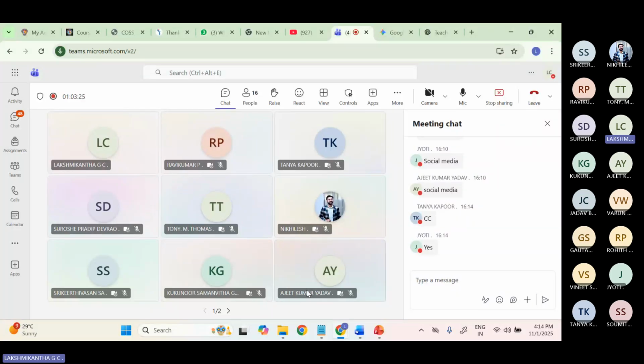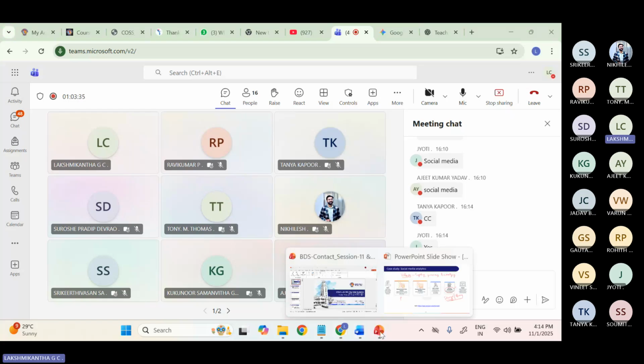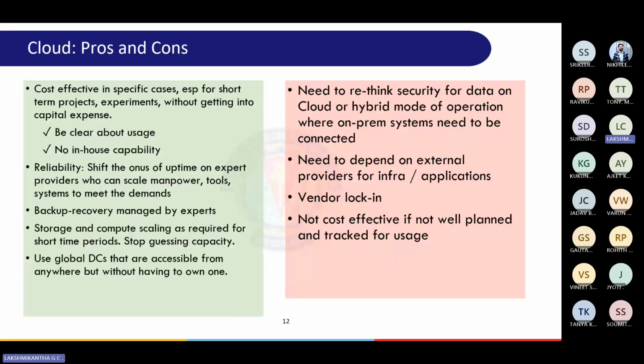Guys, just now we have seen the power of the cloud. Now let us have a balanced discussion on the pros and cons of the cloud system. The next slide discusses the pros and cons of cloud systems. I'm going to start with the advantages, the pros of moving our big data system to the cloud. The very first point is cost effective in specific cases.